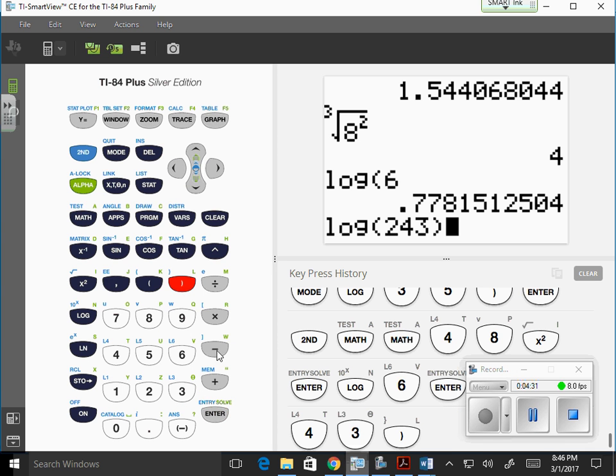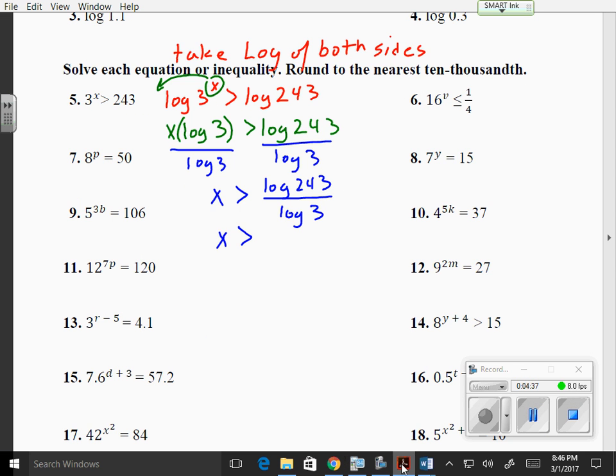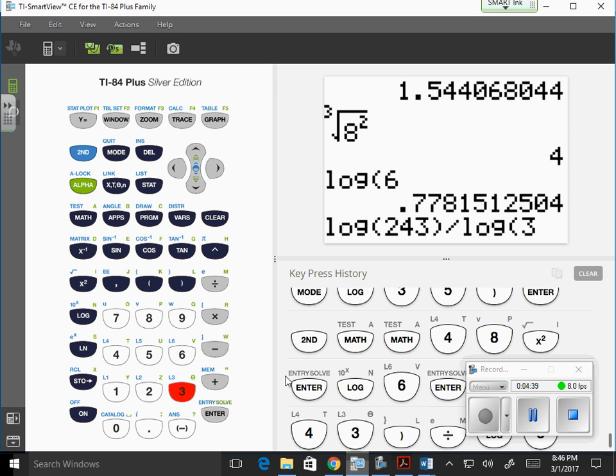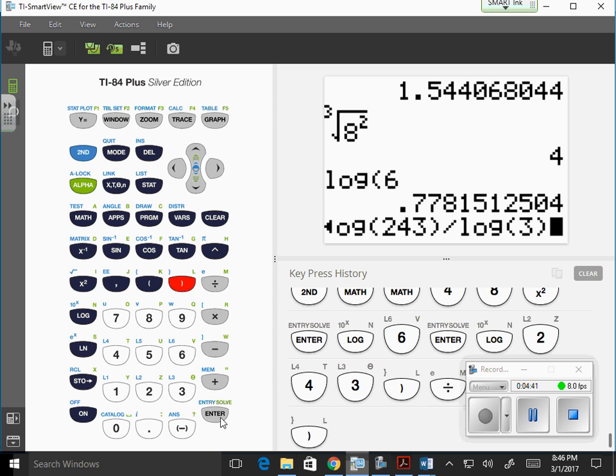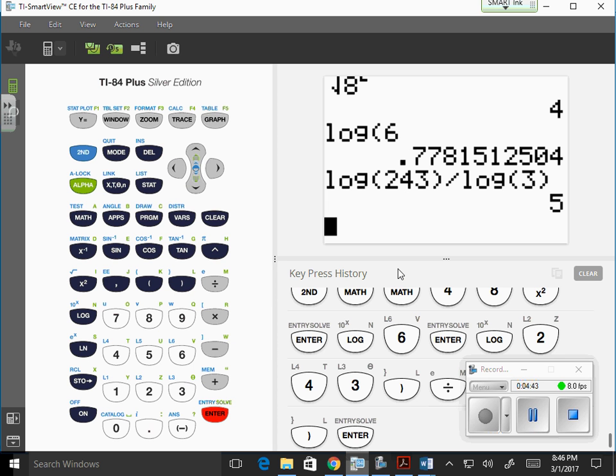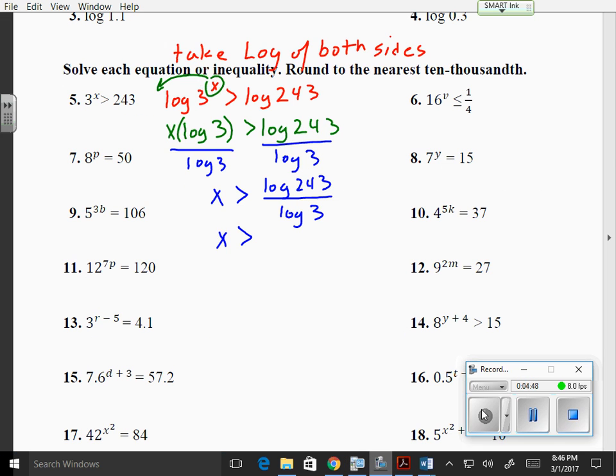Close parenthesis before you divide. And we get 5. So x would be greater than 5. Sometimes we need to round. Sometimes you get a decimal and you have to round to the 10,000th place or 4 decimal places. Sometimes we get lucky like this one and get a whole number.